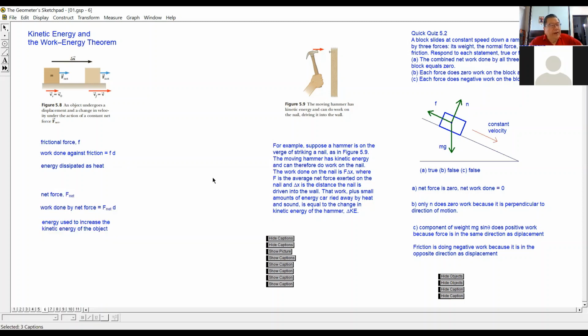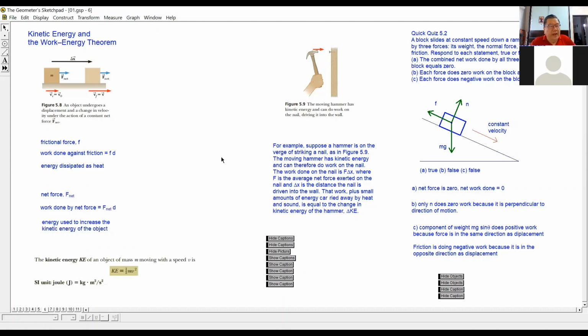Next one. But what about the net force? This net force multiplied with the distance moved is called the net work done. Work done by the net force is called the net work done. And what is it used for? The energy is used to increase the kinetic energy of the object. So this net work done is actually converted into kinetic energy.